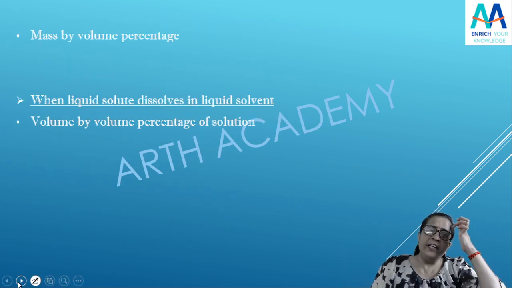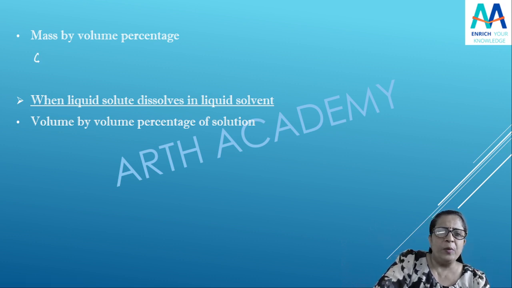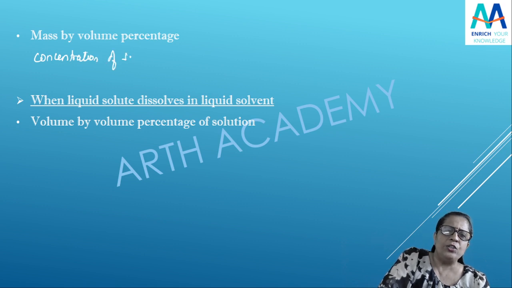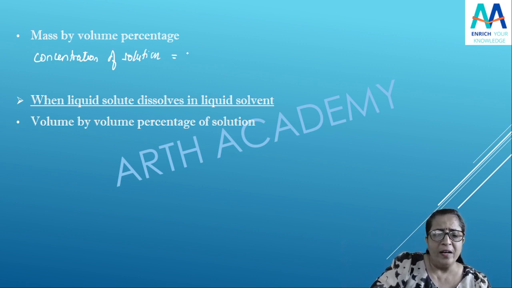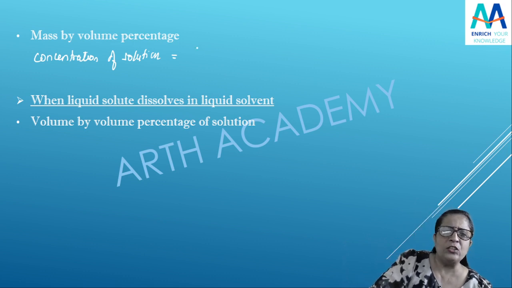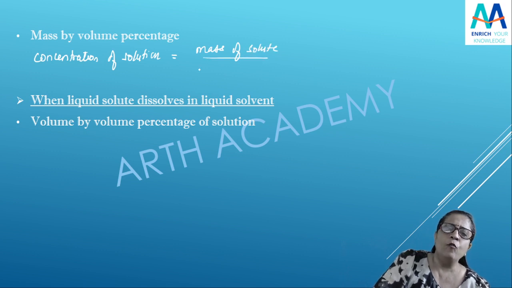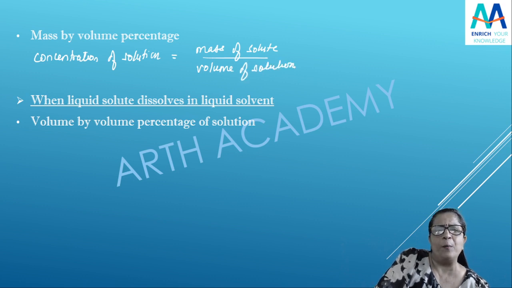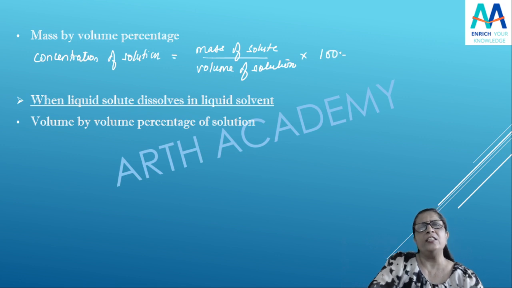Similarly, there is mass by volume percentage. So in this also, how will you find the concentration of solution? Same thing. The concentration of solution would be by the formula mass by volume. So if it is mass by volume, students, it is mass of solute upon volume of solution. The solution given will be in milliliters or such, in which its volume is given.